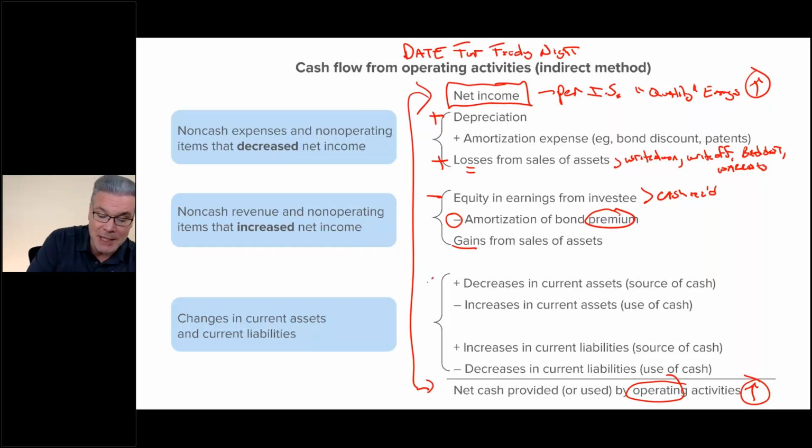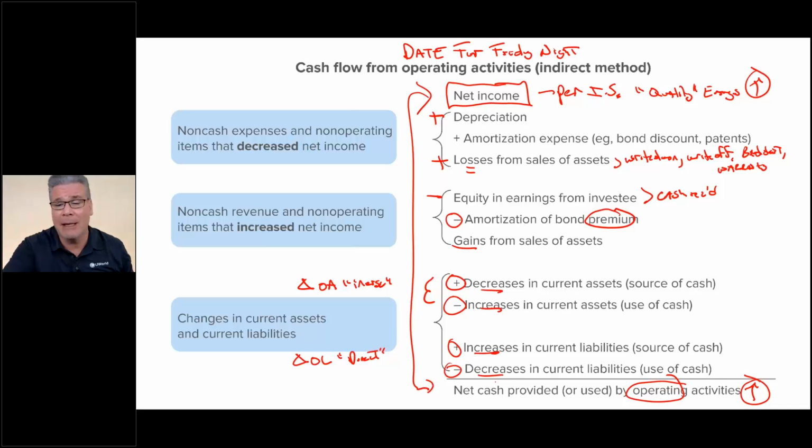Change in operating assets, inverse relationship. Any operating asset, if it goes up, we're going to subtract it. If it goes down, we're going to add it. Change in operating liabilities, direct relationship. If that liability goes up, add it. If it goes down, subtract it. And whoop, you're done, baby.